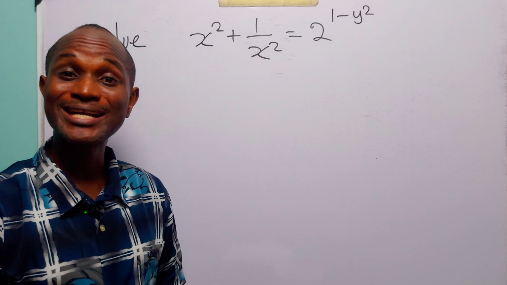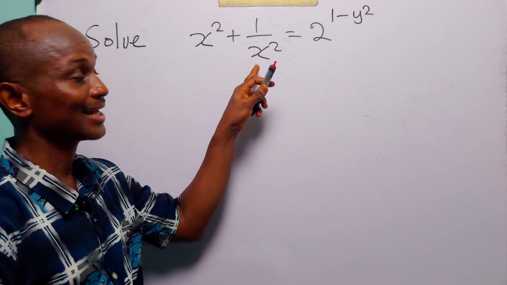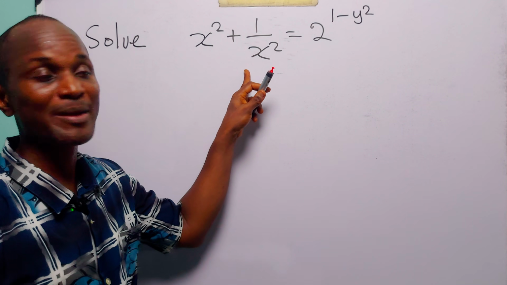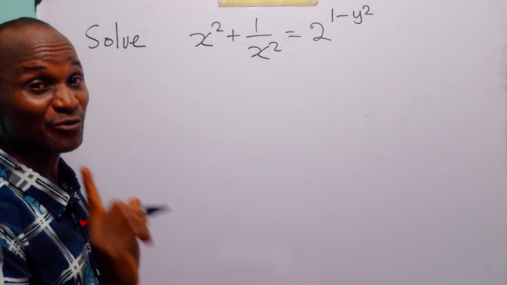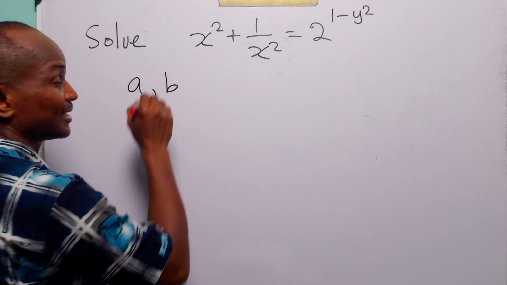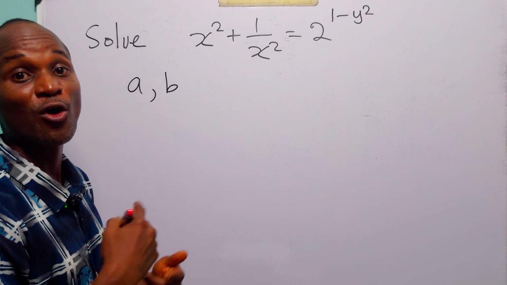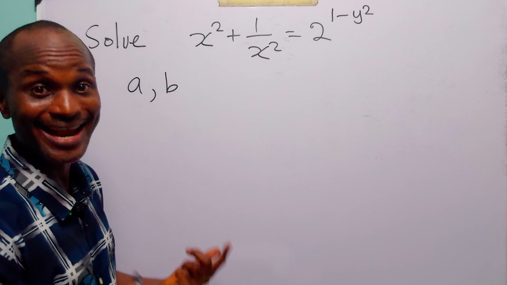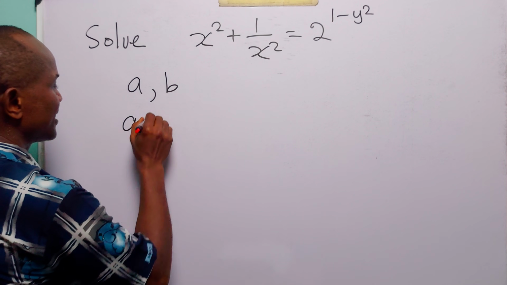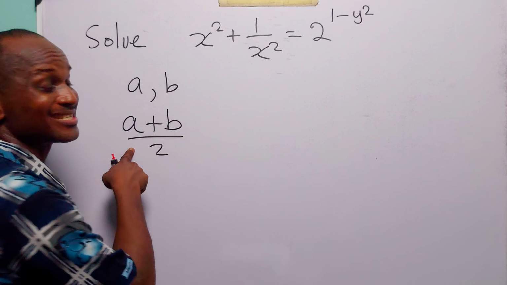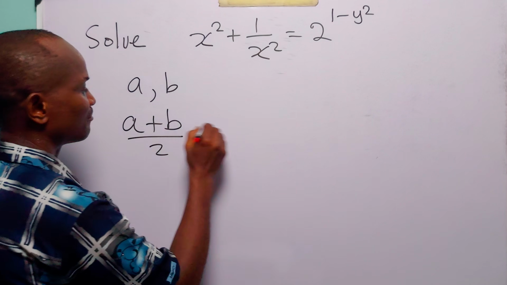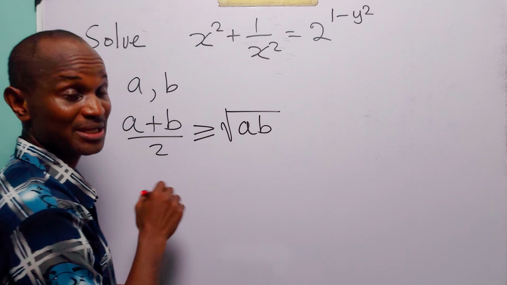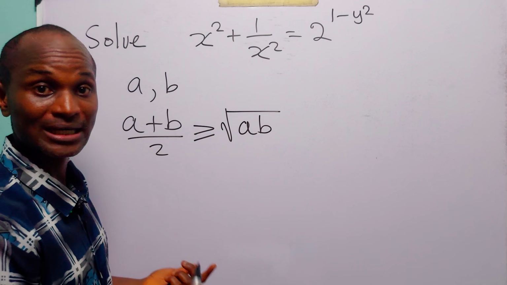Of course, you know that for all real values of x, both x squared and 1 over x squared must be positive numbers. Now, also remember that when we have two positive real numbers, for instance, a and b, then the arithmetic mean of a and b must always be greater than or equal to the geometric mean of a and b. So we have that (a plus b) divided by 2, that is the arithmetic mean of a and b, must always be greater than or equal to the square root of a times b, which is the geometric mean of a and b.